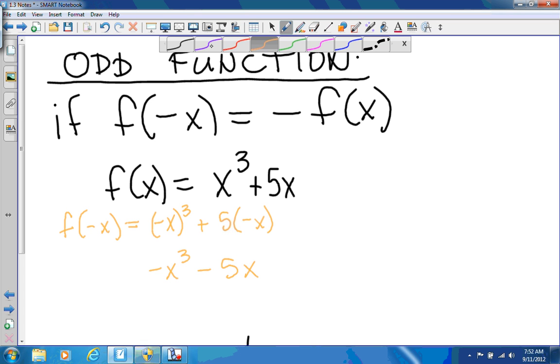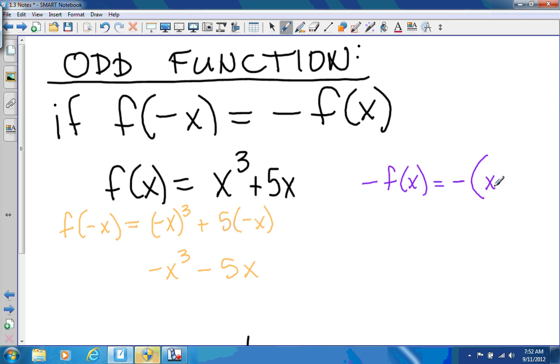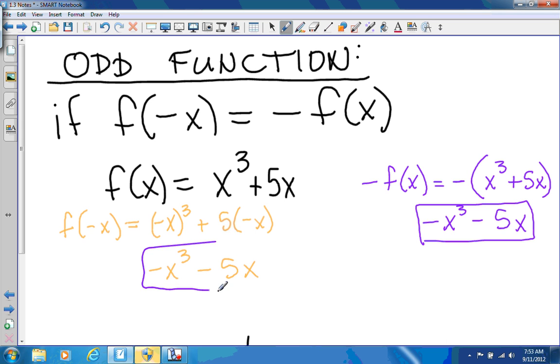And now you also have to figure out what the opposite of f of x is, which means you have to take the opposite of the whole entire function, x cubed plus 5x. And when you distribute the negative to both of these, it becomes a negative x cubed minus 5x. And now this and this are the same. And so since they are the same, this function is an odd function.